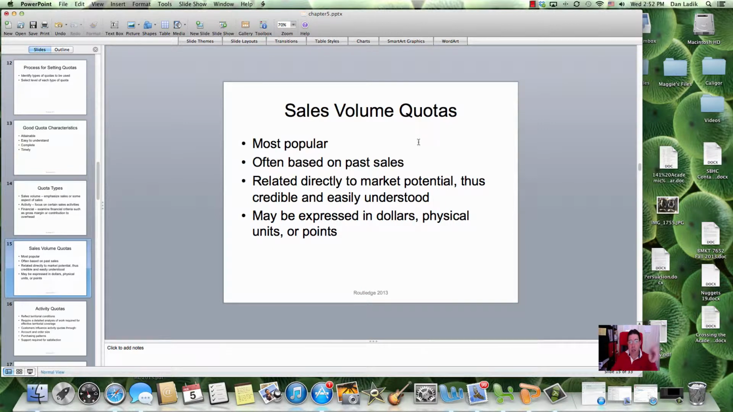Volume quotas tend to be the most popular. They usually are based on historical sales data. I mean, if your quota is 100 units to sell, then that's very clear. It makes sense.